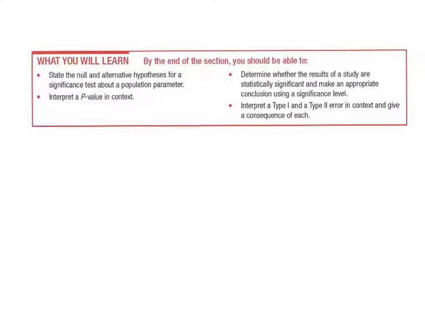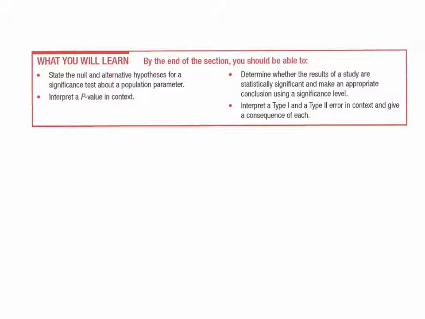Hello, everyone. We are going to be looking at formalizing our idea around testing a claim. So let's move on here. What we're going to learn is how to state the null and alternative hypothesis for a significance test about a population parameter, interpret a p-value in context, determine whether the results of a study are statistically significant, make an appropriate conclusion using a significance level, and interpret a type 1 and a type 2 error in context and give a consequence of each.